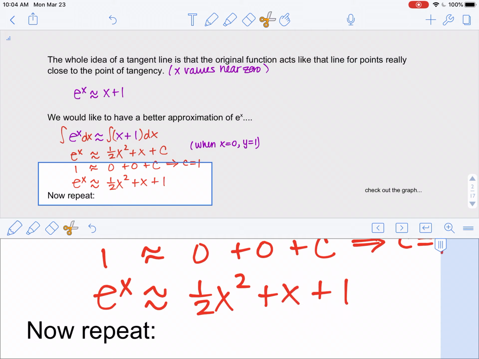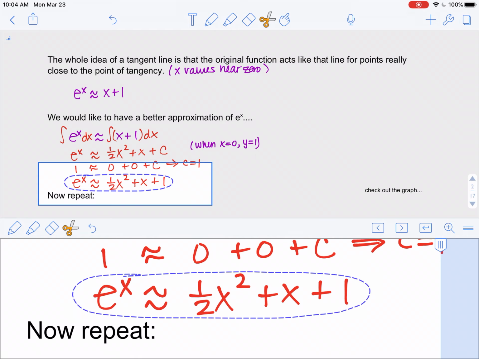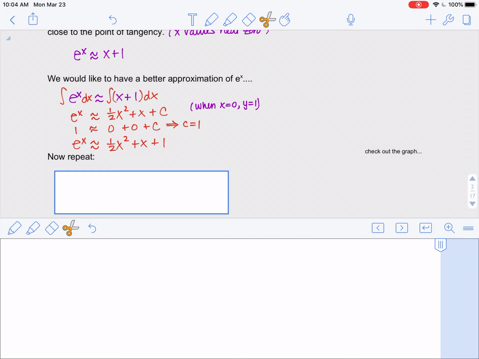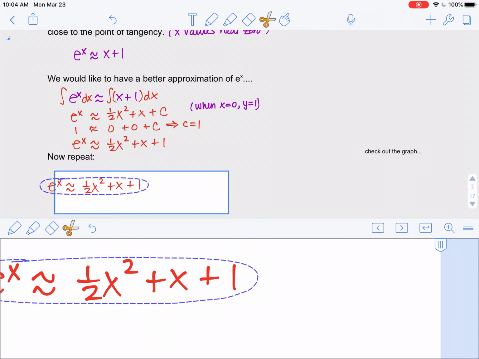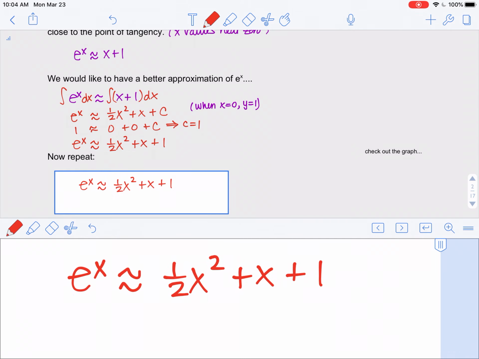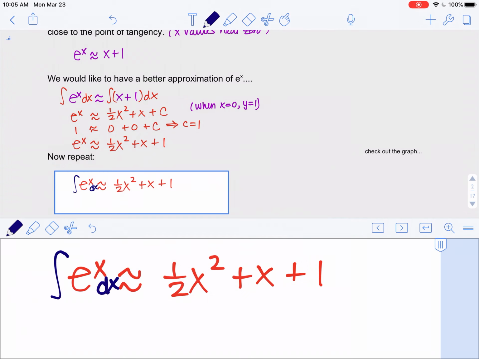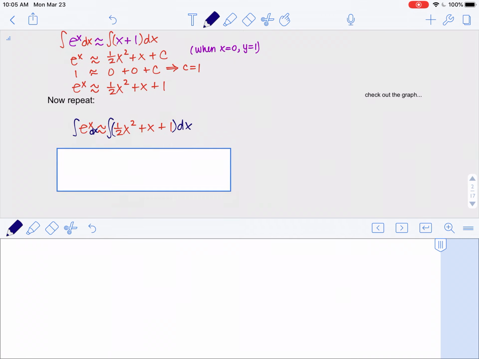Okay, and so I'm going to get tricky here since I never can do this in class. I'm going to do the exact same thing again. So what happens if I now switch colors and I take the integral of this? Well, I'm still going to have e to the x on this side. What will I have here?